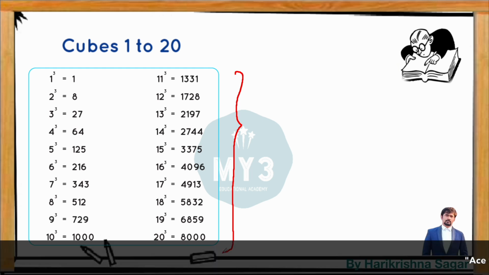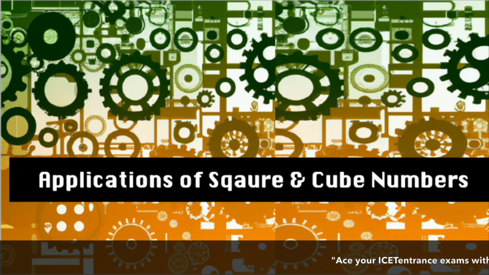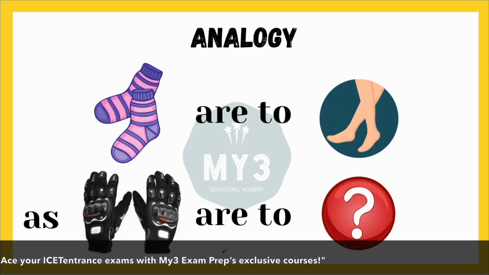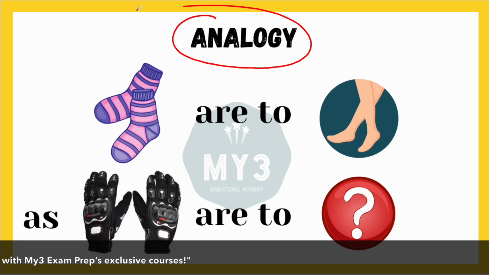So by heart these numbers, it would be helpful in solving the questions. Now, what are the different applications of square numbers and cube numbers while we are solving the questions? We'll observe now by taking some example questions. So the first one, we can see the applications of the square numbers and cube numbers while we are solving the questions of analogy.